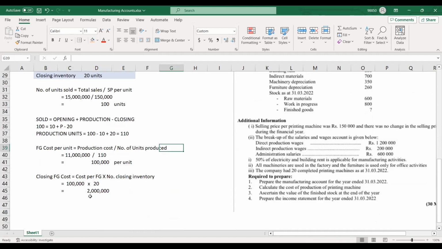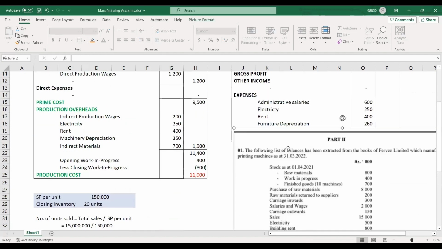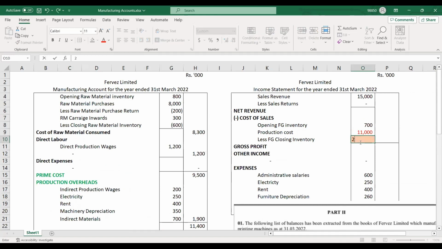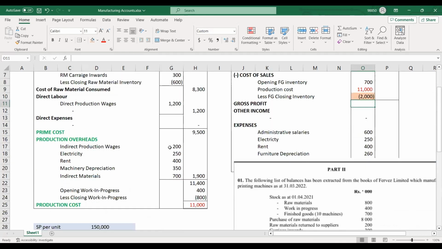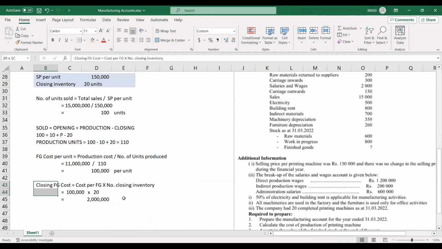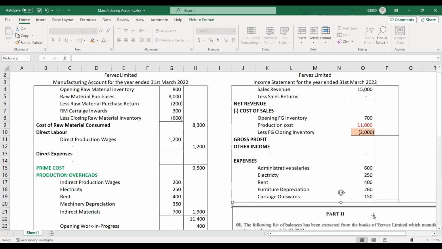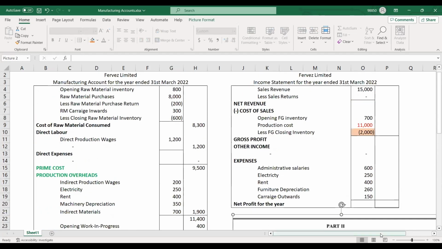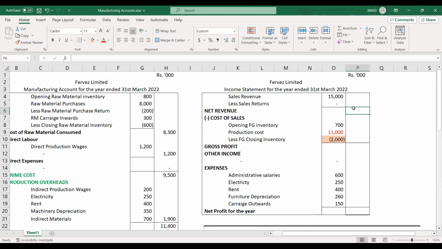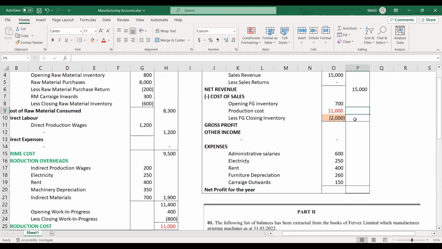It's just kind of go step by step. So now you know that closing finished good is 2 million, but remember you have to write 2,000 here, right? You're writing it in thousands. And also you have to write that within brackets because you are going to minus it. You can see that this color goes here. Now that we have that, we can complete this as well. So net revenue, sales minus sales return is nothing much to do there. Okay, 15,000. Can someone tell me what is the cost of sale here?